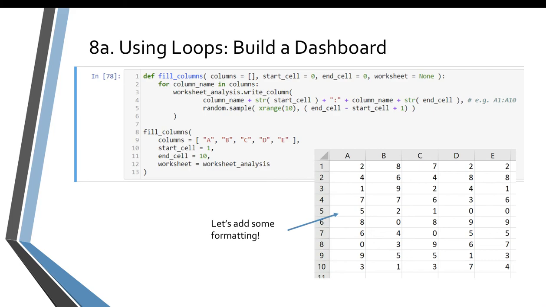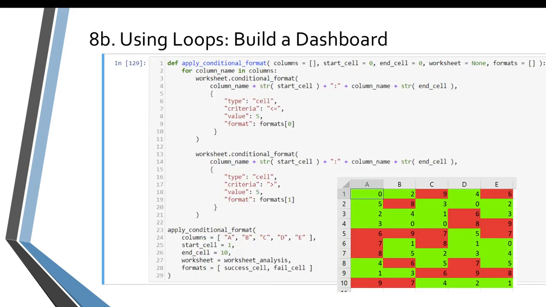And if you want to go even further and add some conditional formatting to these, you can actually create something that's sort of like a dashboard. So in this case, we're also creating an apply conditional format function, and we're using two conditional format functions on our worksheet. In one case, we're saying if the values are equal to or less than 5, we give it the success cell format. But if they're larger than 5, we give it the fail cell format. So this can become very powerful once you know the basic building blocks of the xlsxwriter module.